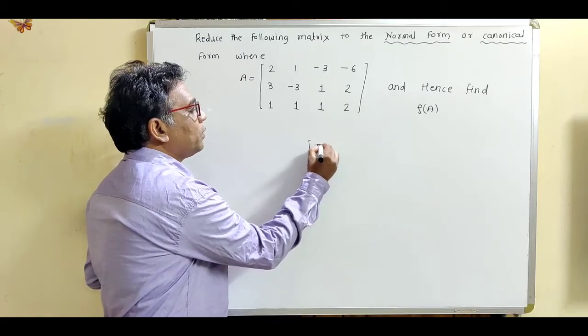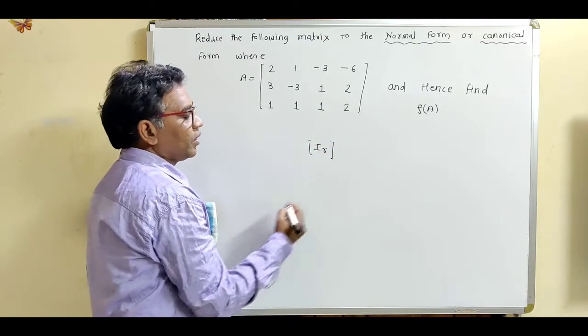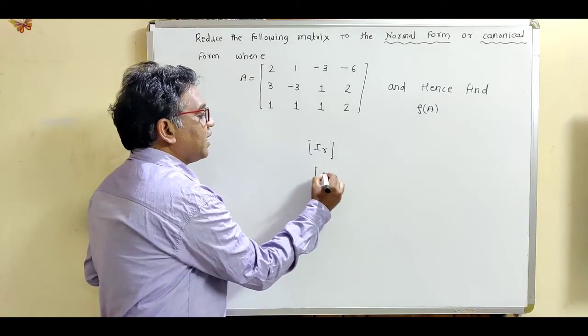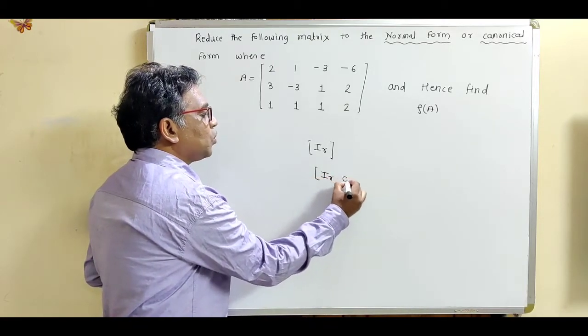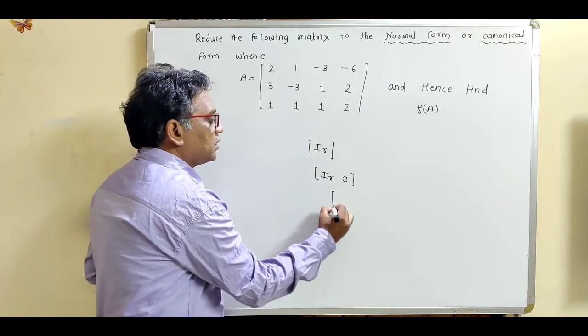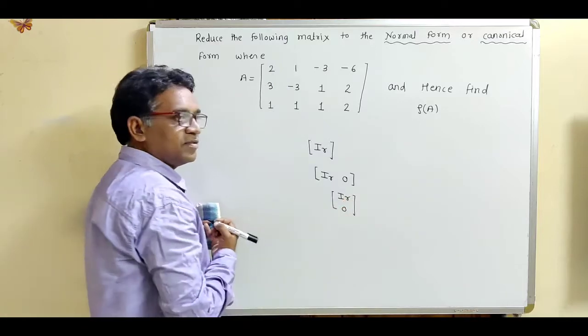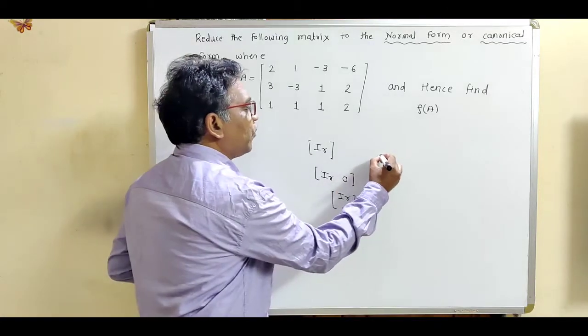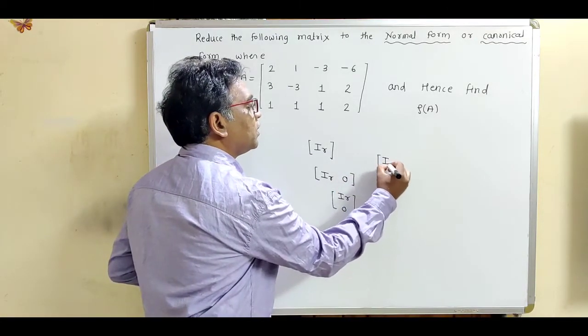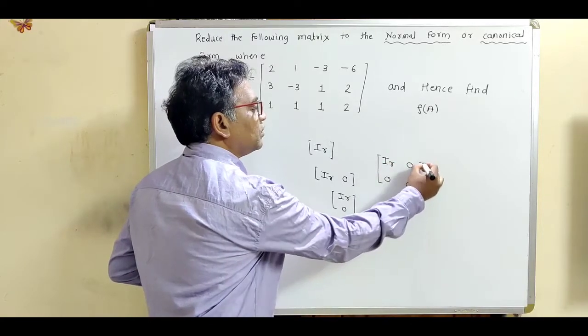First type of normal form, it is matrix IR. Second type of normal form, it is the row matrix IR0. Third type of normal form, this is the column matrix IR0. And the fourth type of normal form, that is matrix IR0, 0.